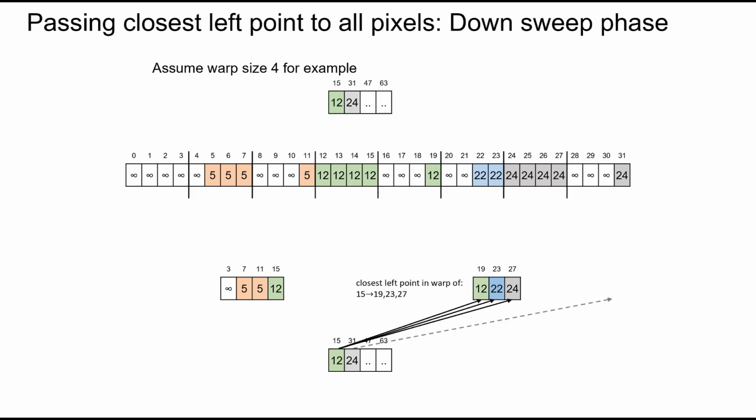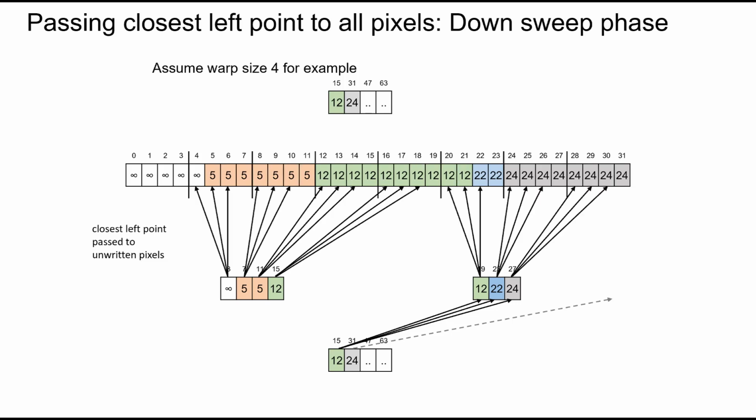That information is propagated in the downsweep. Information in the head is passed down to the next level of the tree. No action is taken at the leftmost nodes, which are denoted as empty in the paper. At the next level of the tree, the leftmost pixel is passed to the remaining pixels.